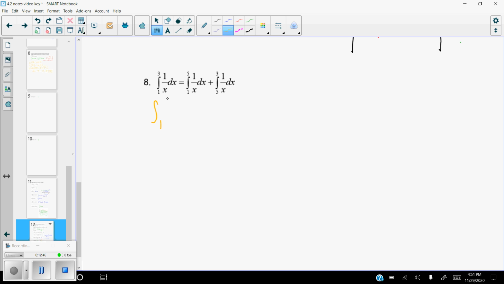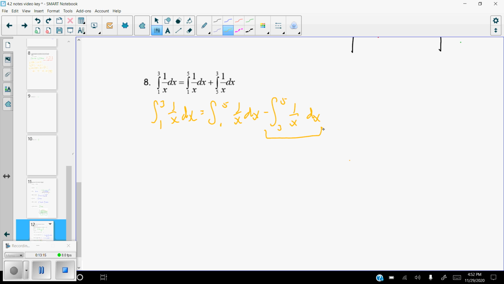The integral from 1 to 3 of 1 over x dx equals the integral from 1 to 5 of 1 over x dx minus, I'm going to change the sign because I'm going to flip the bounds so that it looks the way I'm used to seeing it. And now what you should see is that if I add this integral to the left-hand side, it should give me the sum of the two integrals from 1 to 5.